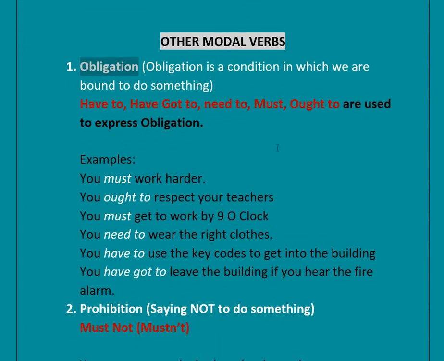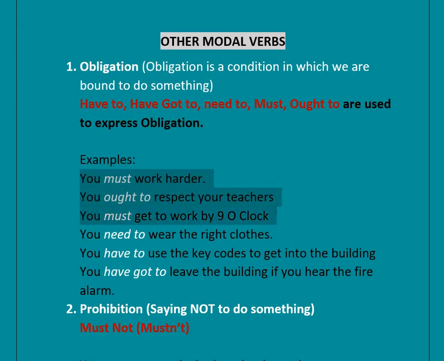Obligation. What do you mean by obligation? Obligation is a condition in which we are bound to do something. We have to do that. Have to, have got to, need to, must, ought to are used to express obligation. For example, you must work harder. You have to do that. You ought to respect your teachers. That is also an obligation.